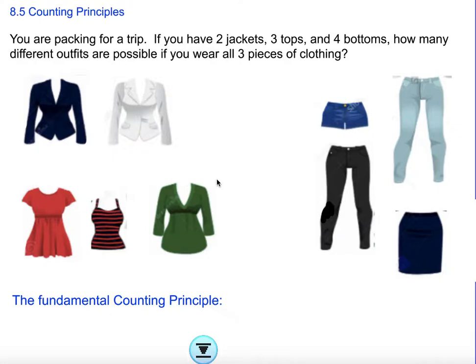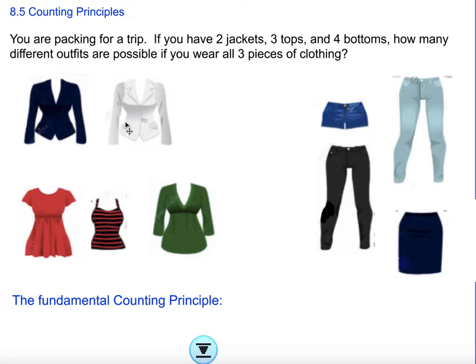So here's my first little example. If you've taken the ACT or SAT, you've probably seen problems like this. Let's say you've got 2 jackets, 3 shirts, and 4 bottoms, and you're packing for a trip, and you want to try to pack lightly. So this is what you have chosen, okay? I want you to figure out how many outfits are possible.